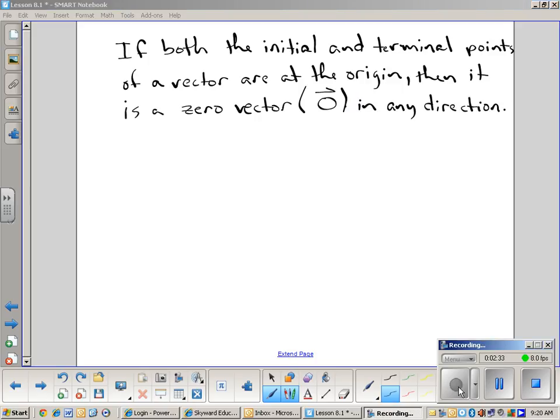So if both the initial and terminal points of a vector are at the origin, then it's a zero vector. If both the beginning and the ending of the vector are at the origin, then there is no length to it. And it wouldn't matter what direction you're going in, it still would be called a zero vector.